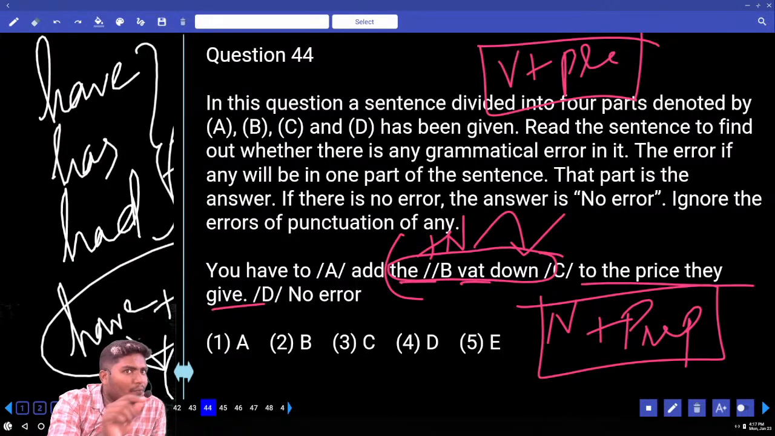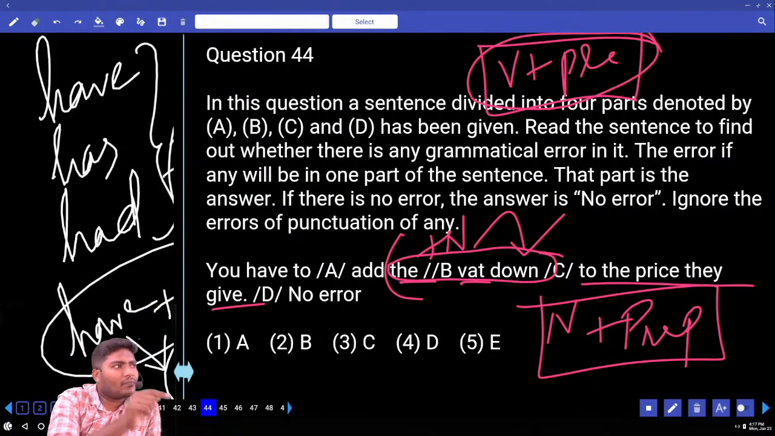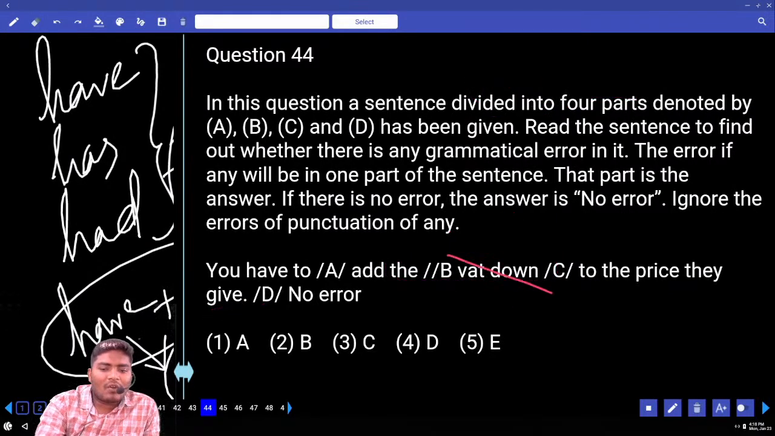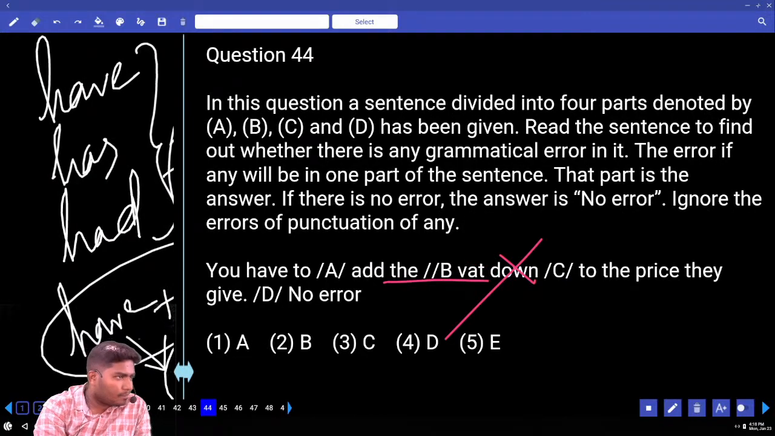Can you tell me what type of structure they are? That is verb plus preposition. Now what type of words are they called? They are called phrasal verbs. Verb plus preposition is nothing but phrasal verb. It's not new. It is only the word. Now do you have verb plus preposition or noun plus preposition there? In those questions, you have verb plus preposition. We never have any noun plus preposition combinations. Remember, our answer is only they add the VAT. That's it, not VAT down.